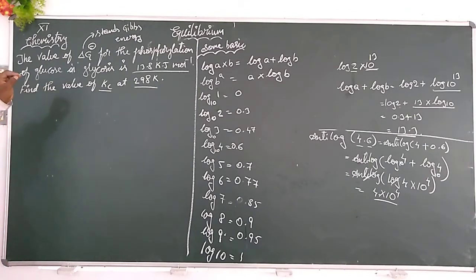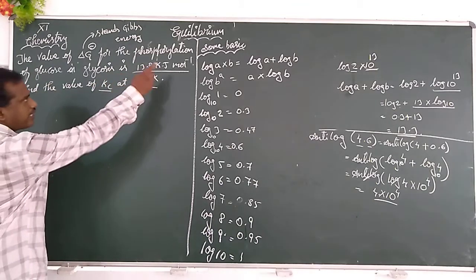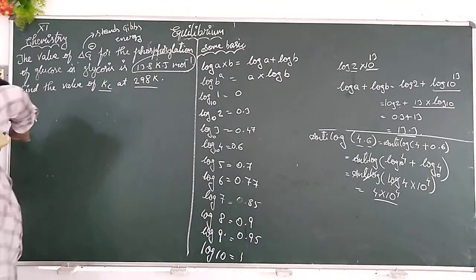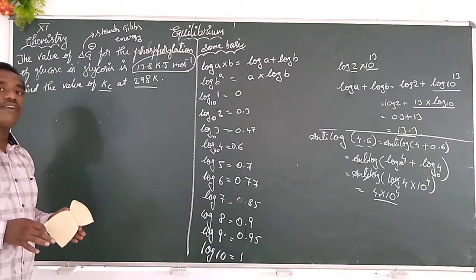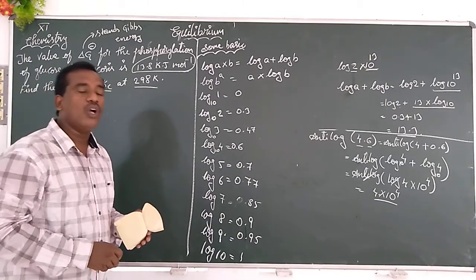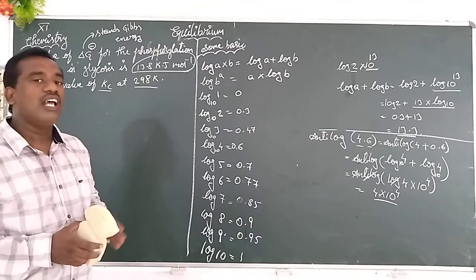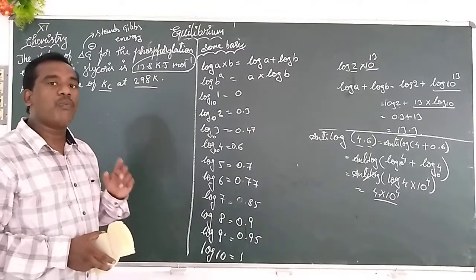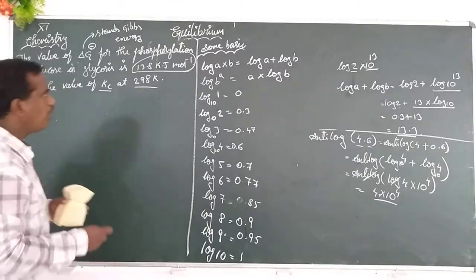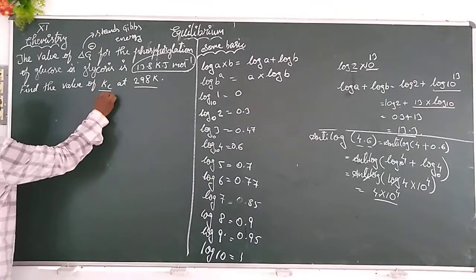The value of delta G naught for the phosphorylation of glycolysis is 13.8 kilojoules. They will give you in the form of kilojoules. Whenever you are coming to this delta G value, you need to convert it into joule format. Why? Because there the gas constant is 8.314. Right? 8.314. So find the value of Kc.